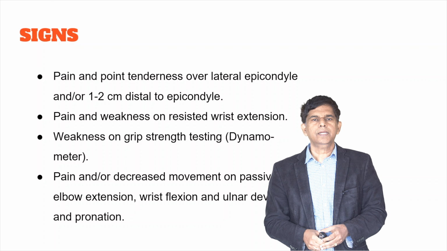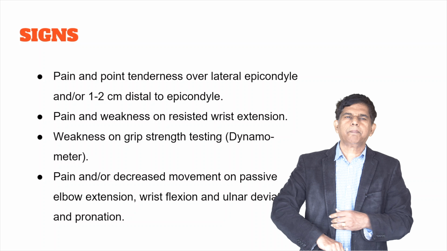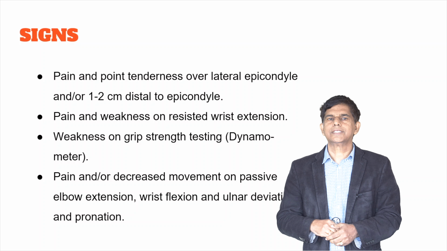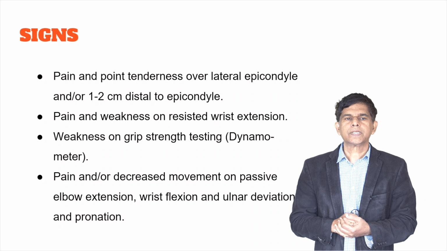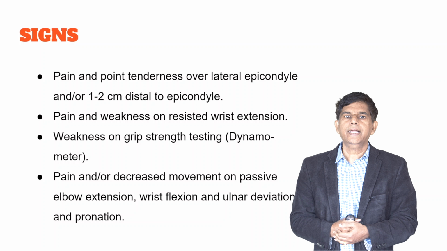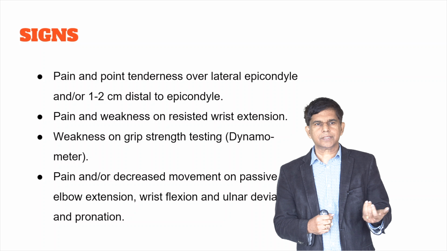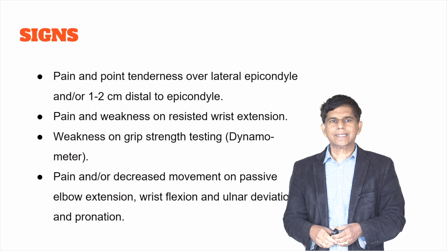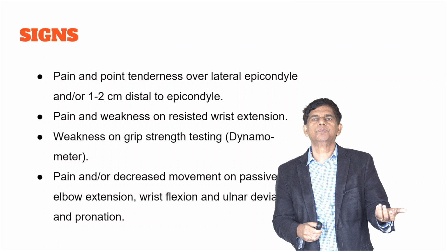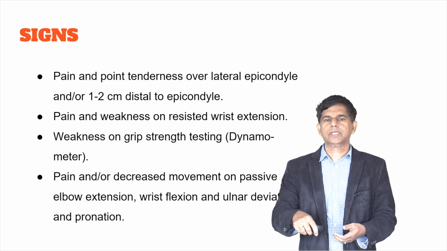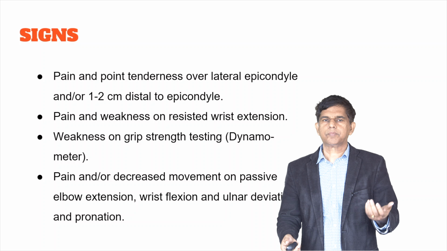So signs: you look at the lateral epicondyle, and there is pain at the tendon point 1 to 2 centimeters distal to the epicondyle region. And then there's pain and weakness on resisted wrist extension, and weakness on grip strength testing. You have to use a dynamometer and hold it. You can measure the grip strength. And pain or decreased movement on passive elbow extension, wrist flexion, ulnar deviation, and pronation.